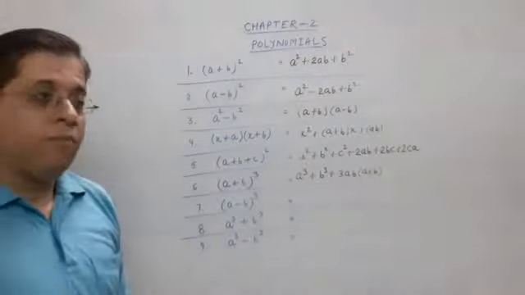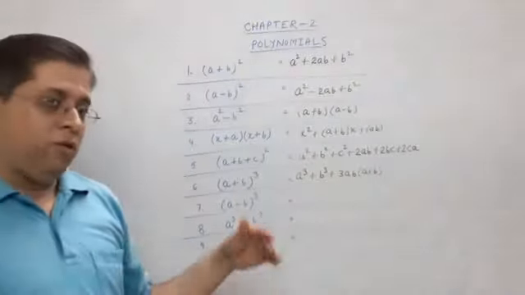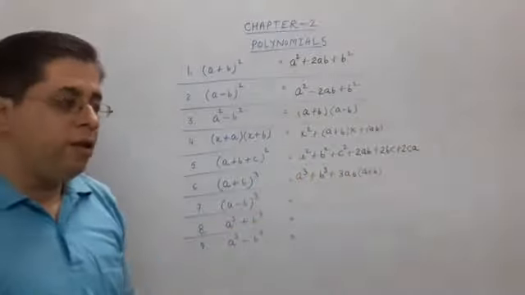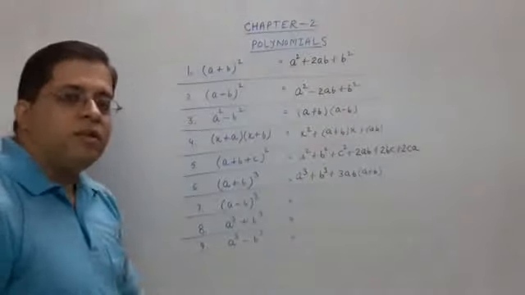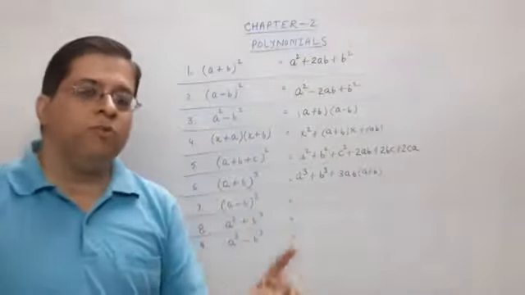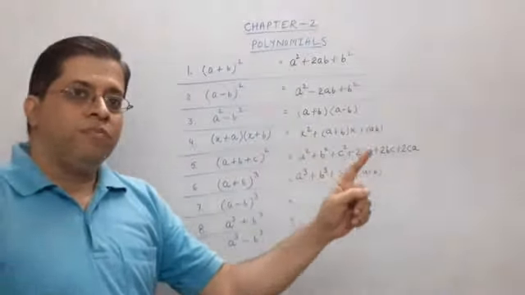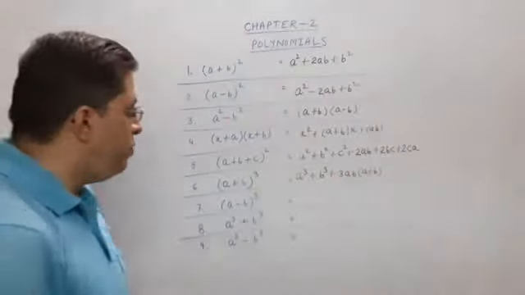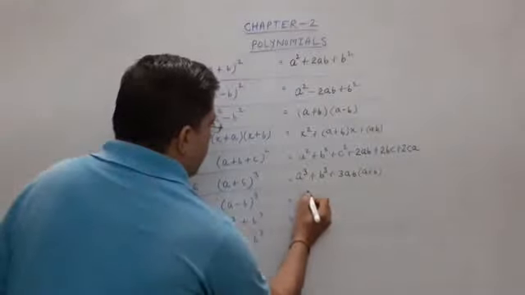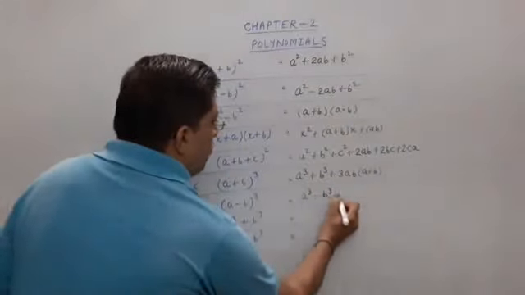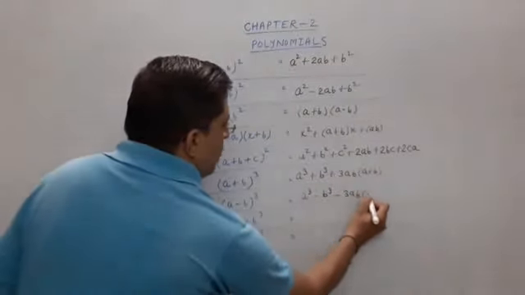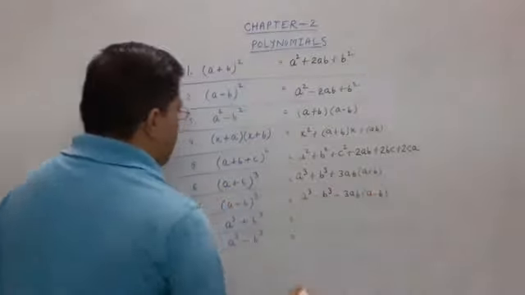Then what is (a - b) whole cube? You can put minus sign directly there and get the things. It means a cube minus b cube minus 3ab in bracket (a - b).